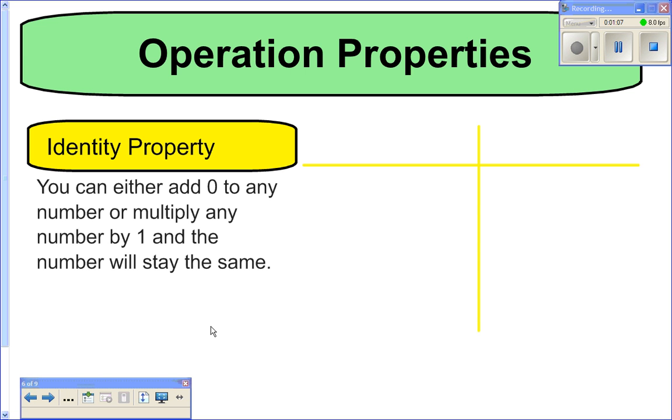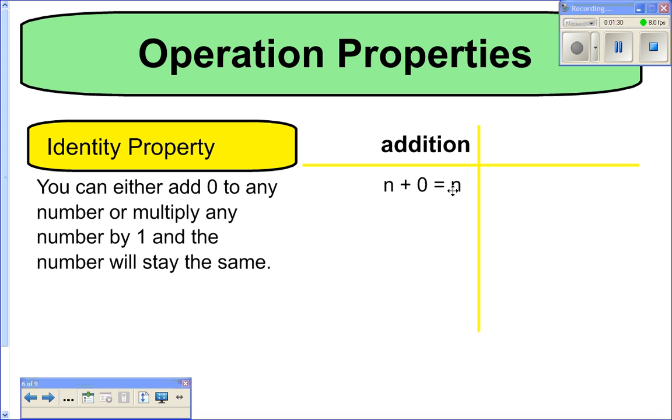The identity property teaches that you can either add 0 to any number or multiply any number by 1, and the number will stay the same. Let's look at the identity property of addition. Again, if you add nothing to a number, the number is going to stay the same. It'll retain or keep its identity.